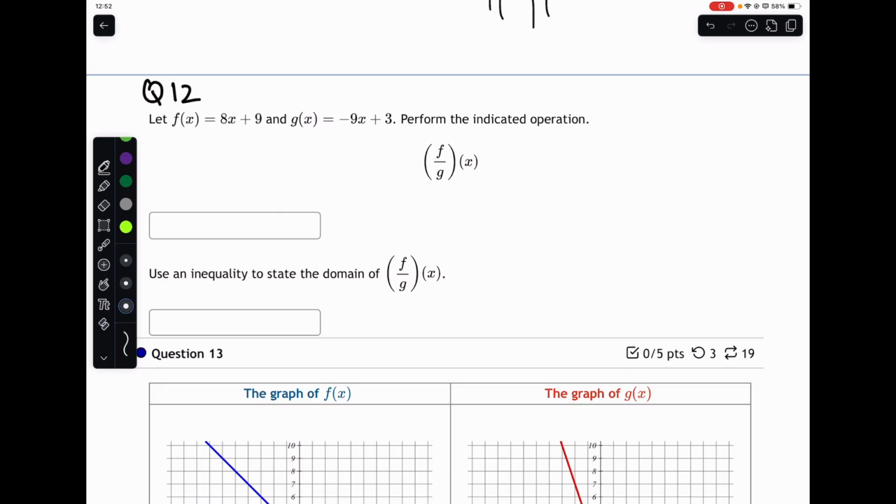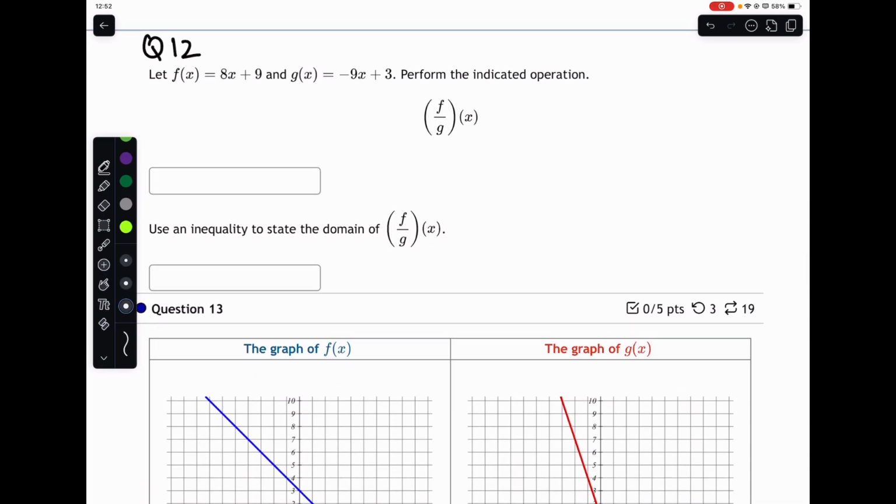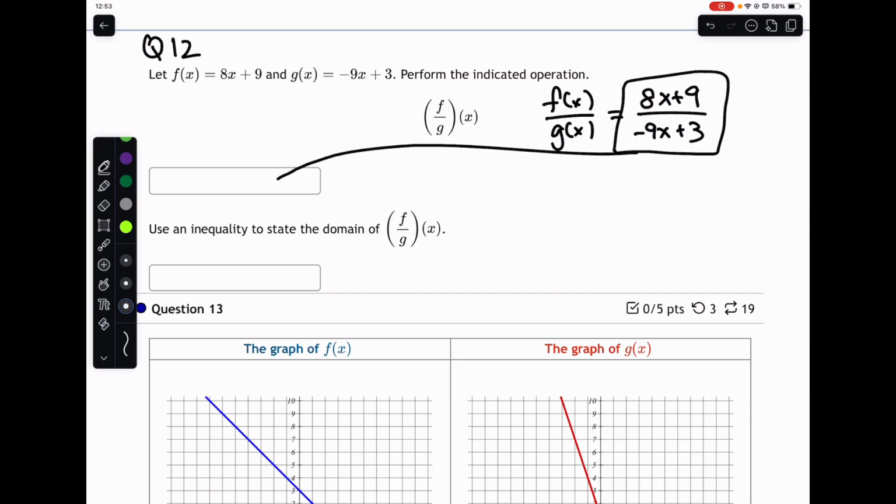Question 12 can be found on the next page. This one right here is question 12. And we're asked to perform the following operation, which is simply the ratio of f divided by g of x. So we just want to get f of x over g of x, which is simply 8x plus 9 over negative 9x plus 3. So that's the answer that's going to go right there.